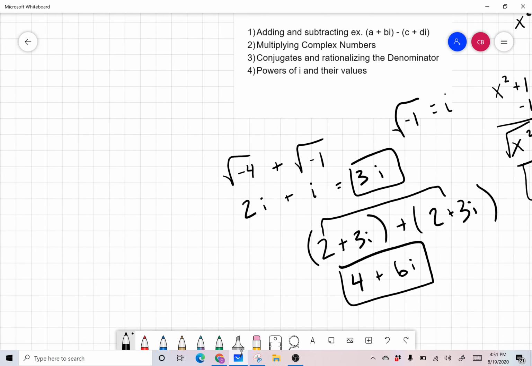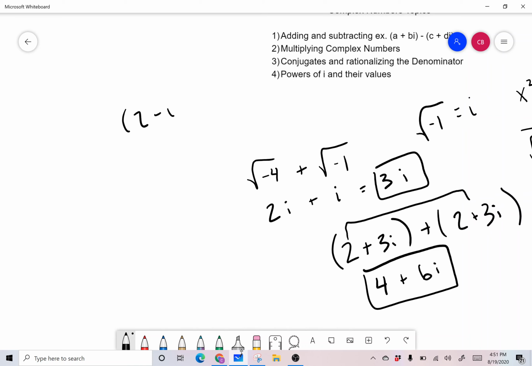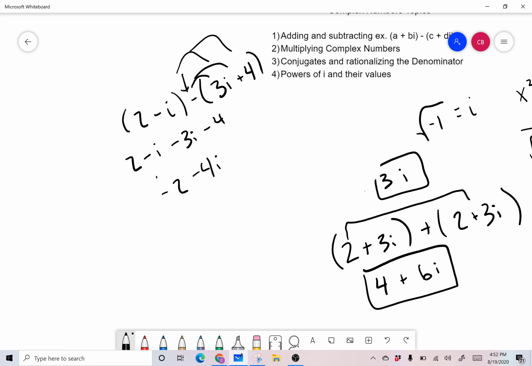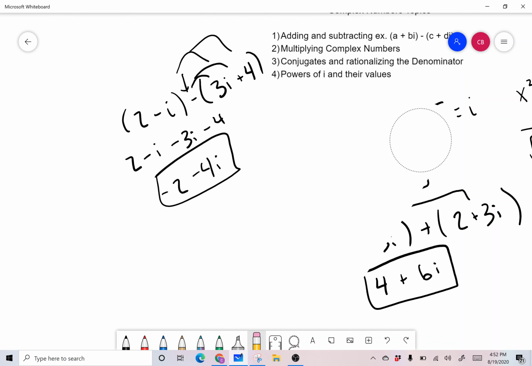Okay, so let's do another example. If we do something like 2 minus i, not plus, minus 3i plus 4. Let's say we have that. This is a little bit different because we have to account for the fact that the negative here needs to be distributed to these two things. So we have 2 minus i, that's still the same, we don't need the parentheses. And then distribute negative 3i and negative 4. Well, 2 minus 4 is negative 2. Negative i minus 3i is negative 4i. That is your answer. Just combine like terms and you have your answer. It's no different than regular intermediate algebra.